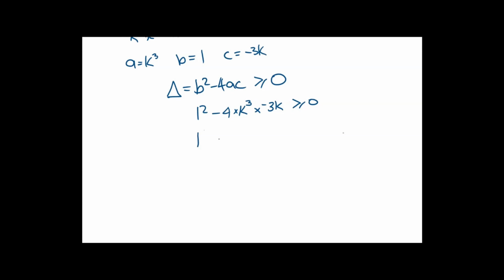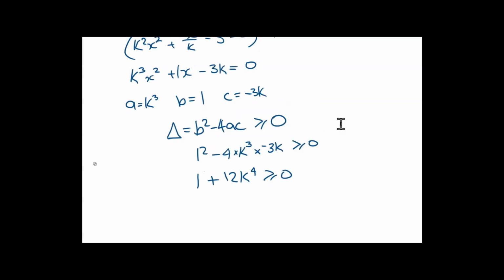So 1 plus 12k to the power 4 is greater than 0. Now we have the little bit of proof.